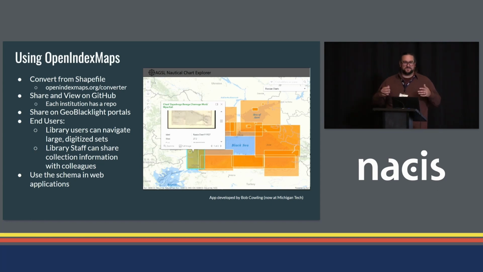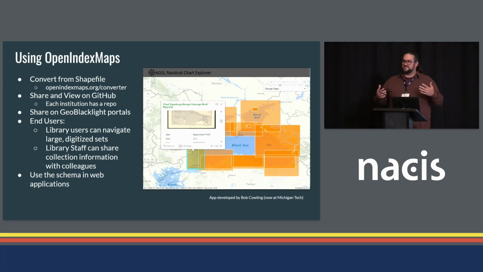So for the end users, there's two groups. There's the library patrons, which can now, once we put these in public-facing spaces, use them to more easily navigate these large map sets instead of trying to decipher those catalog records that Evan was showing. And then library staff can use these to share information between institutions and even within our own collections to see what do we have, what don't we have, in an interoperable way that speaks the same language.